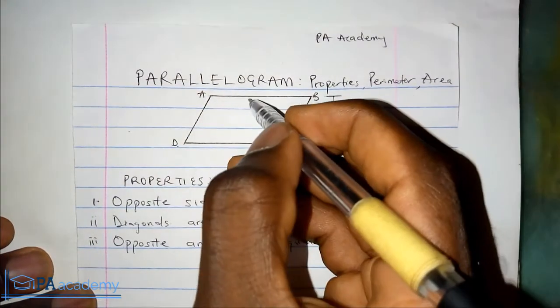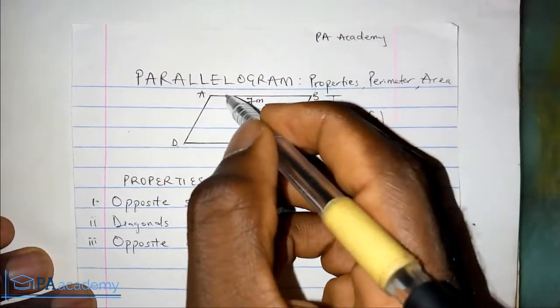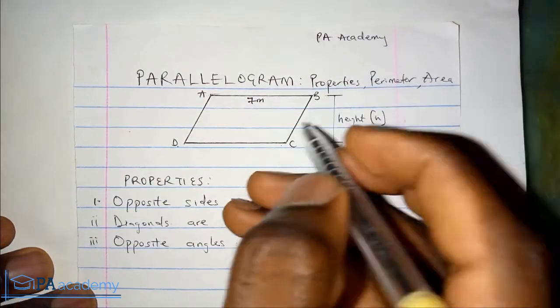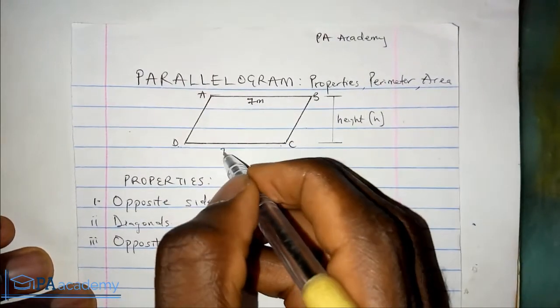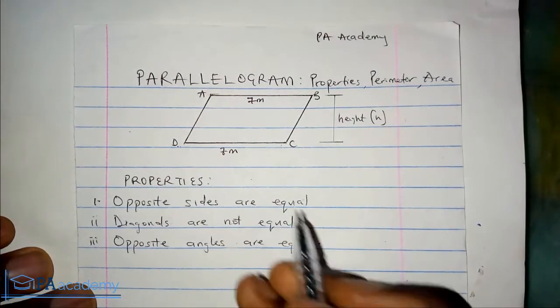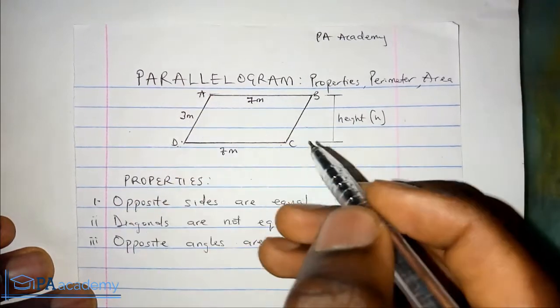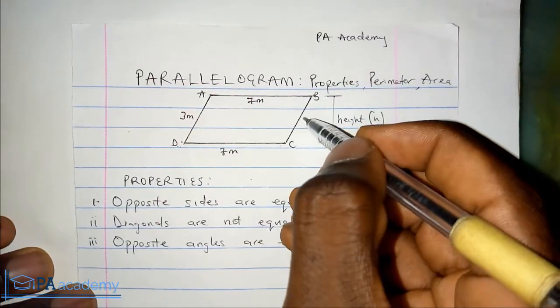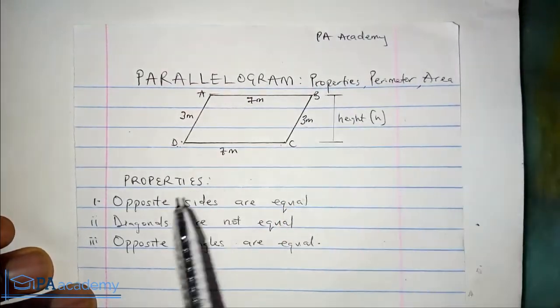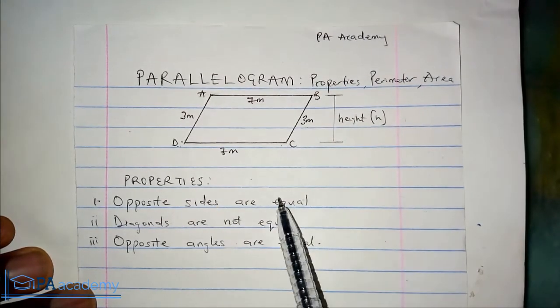So let's assume this is 7 meters long. That means AB is 7 meters long. Then definitely DC will also be 7 meters long. And if AD, let's assume, is 3 meters long, then definitely this line BC will also be 3 meters long. So that's what it means, that opposite sides are equal.